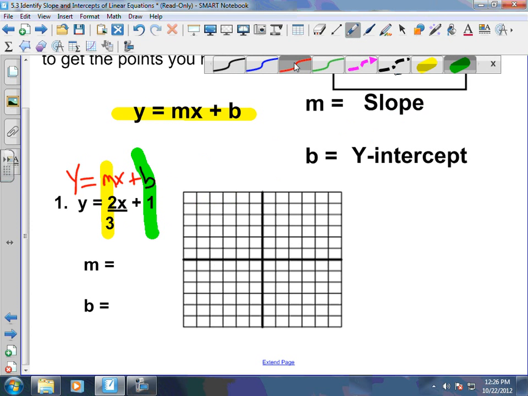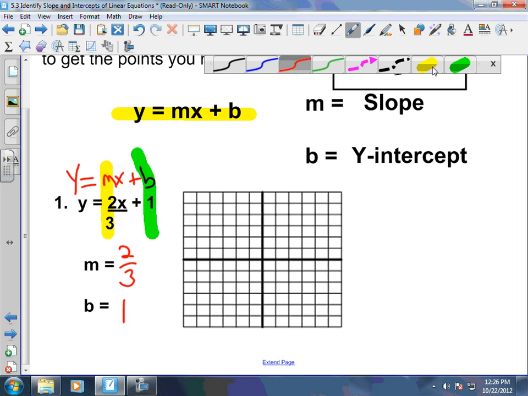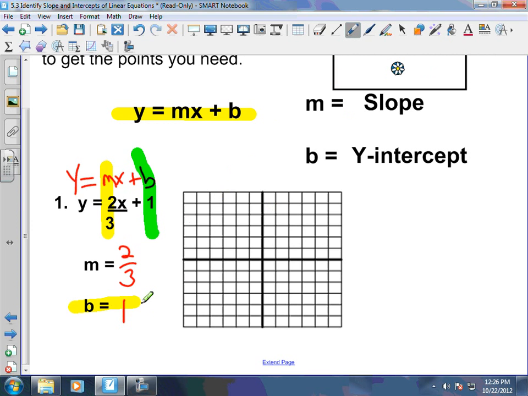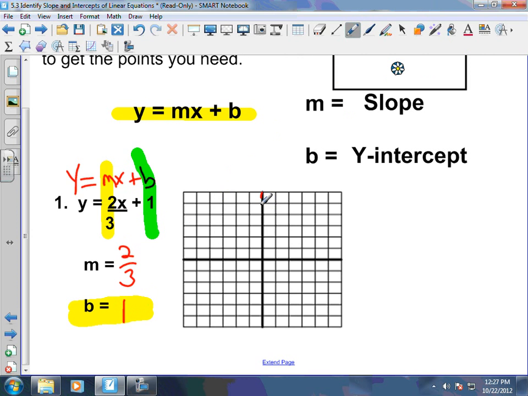Okay, so here my slope is 2 over 3. That's the number next to my x. My y-intercept is 1. That's the number by itself. So now if I'm going to graph this line, the first thing I graph is my y-intercept. I graph the number by itself first, because that's where it crosses the y-axis, so I know where the y-axis is. Right here is the y-axis. And this is the y-intercept.